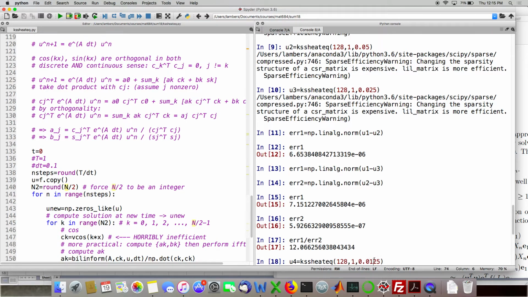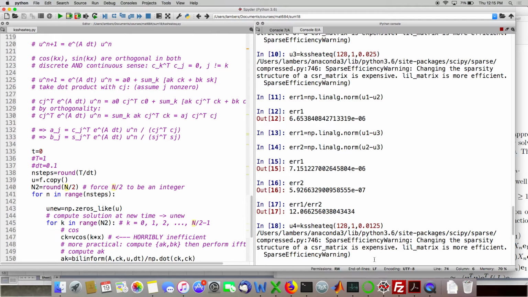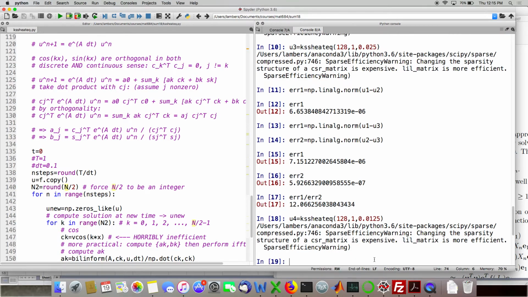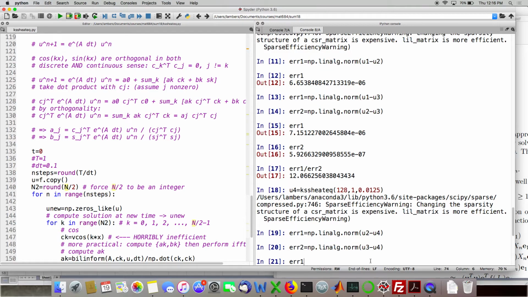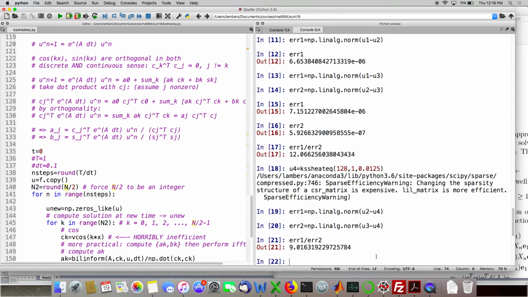Actually, out of morbid curiosity, I'll compute one more solution at an even smaller time step. And sure enough, it's taking longer because it's taking more time steps. Okay, if I compute U2 minus U4, and then U3 minus U4, yeah, sure enough, the ratio really is getting closer to 8 for a third order accurate method.